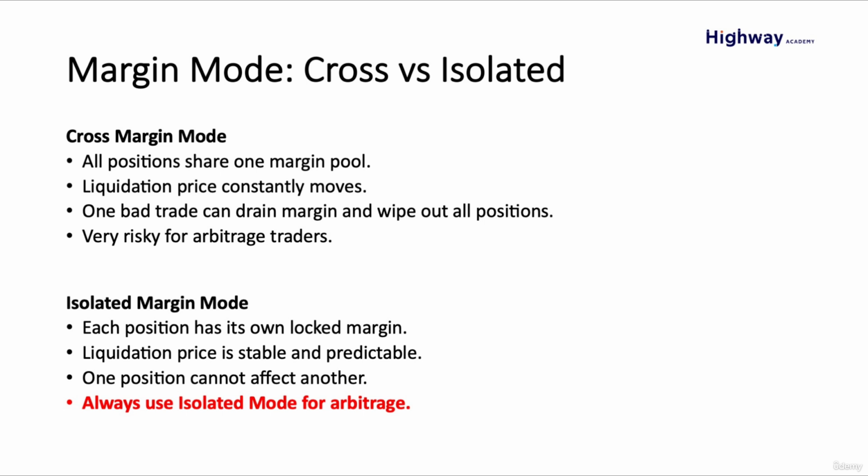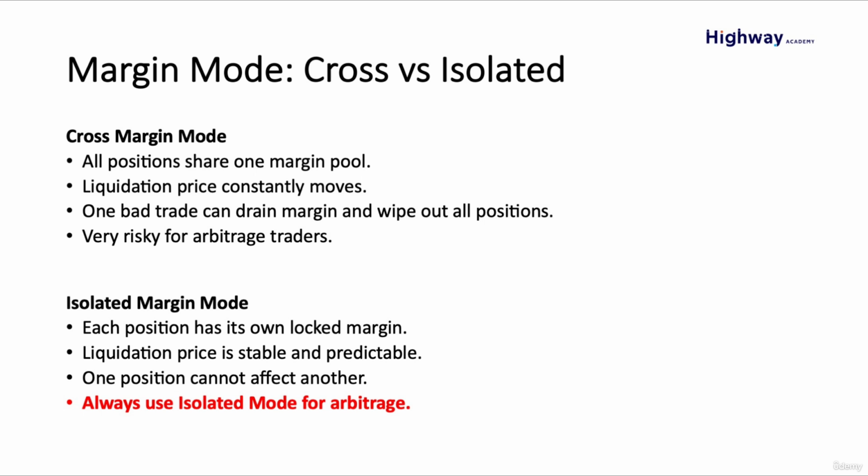The second problem is even more dangerous. If you are running several arbitrage pairs at the same time and one coin moves close to liquidation, that one losing position can drain the entire shared margin pool. And once it gets liquidated, your remaining positions may be liquidated as well, even if their prices did not move much. In other words, one bad pair can wipe out your entire account. This is a well-known risk in cross mode and is documented clearly by all major exchanges.